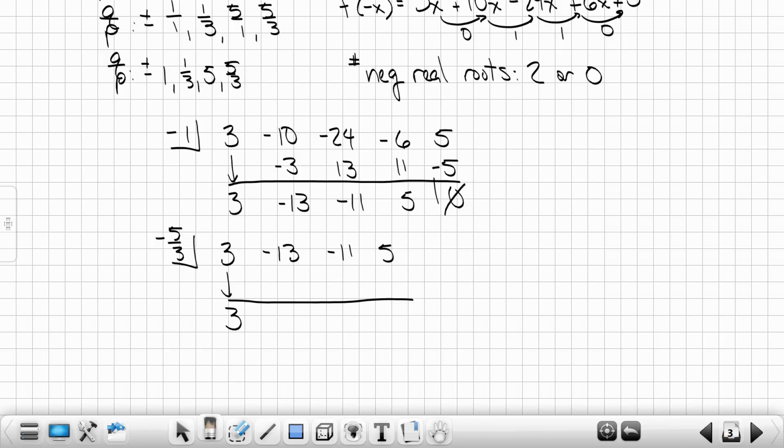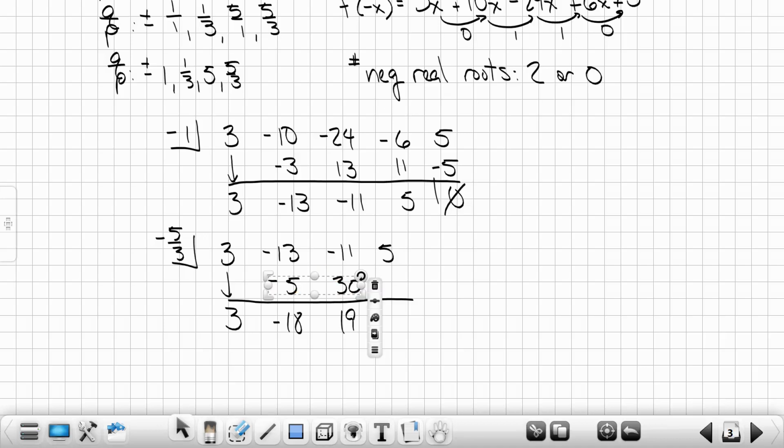Okay? -5/3 times 3 is what? -5. Add those, -18. Does 18 divide by 3? Yes, so I can keep going. If I got a number here that doesn't divide by 3, done, because my fraction will just get worse as I go. So, -5/3 times -18. Well, 18 divided by 3 is 6. 6 times 5? 30. So we get 30. 30 minus 11 is 19, which is not divisible by 3. Doesn't work.